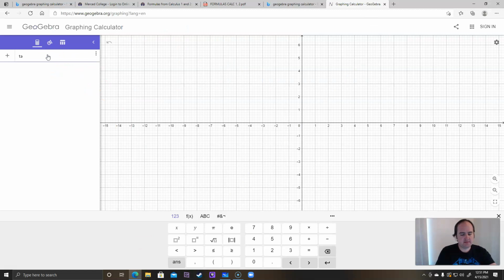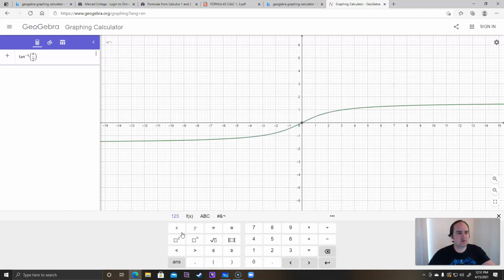Okay, so we're going to have tan inverse. So you press the little exponent button, which is down here, and then tan to the -1. And then you go back out of that with the right arrow on your keyboard, and then you type in parentheses, and then you go ahead and type in x over 2.